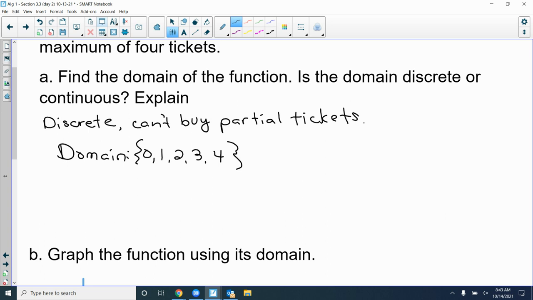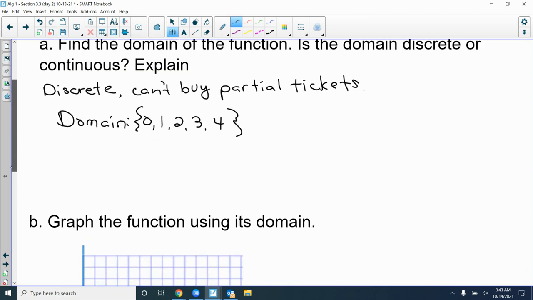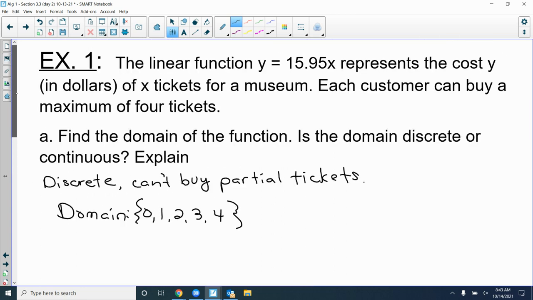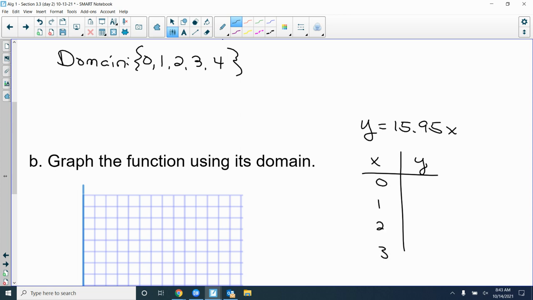All right. Graph the function using its domain. It doesn't ask for the range here, does it? So we've got to make a table of values. What is our equation? Does it tell us up above? Yeah, y equals 15.95x, because that is the cost of a ticket. So we're going to make a little table. You should have plenty of room over there on the right. Put y equals 15.95x. You'll need that calculator. We only are going to plot these points: 0, 1, 2, 3, 4.